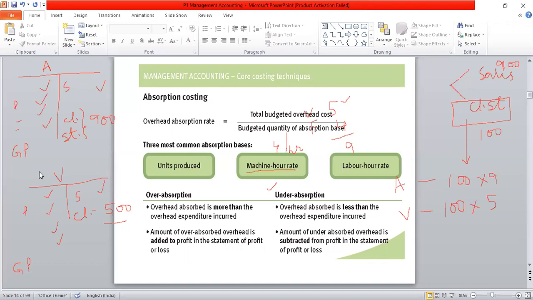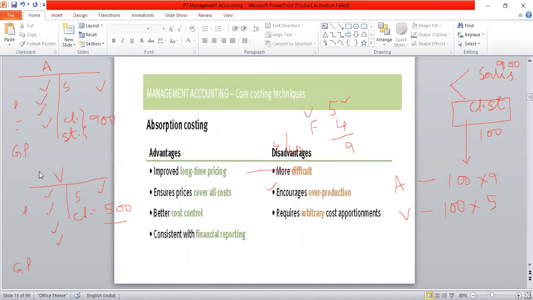Now this, as a costing technique, has certain advantages and disadvantages. This can result in over absorption or under absorption. More is the cost which is charged, that will have an impact on the sales. Higher cost, higher selling price will have an impact on the demand. Lower cost, lower selling price will also have an impact on profitability. So charging of overheads more than it is incurred or less than it is incurred has certain advantages and disadvantages.